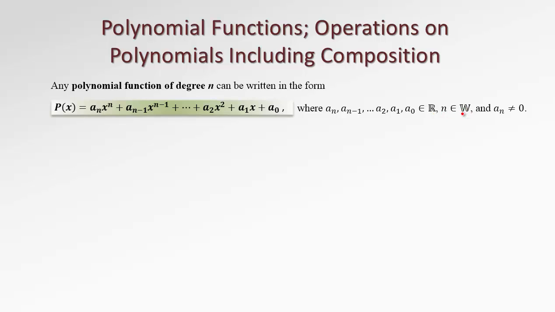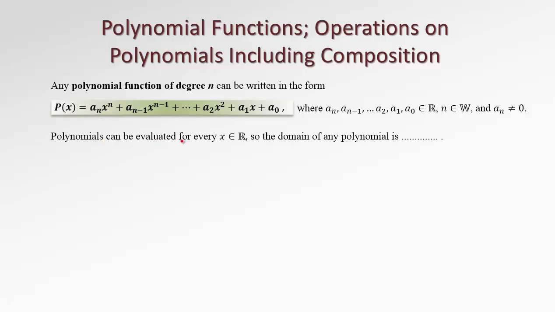That includes the situation when n is 0, which would indicate the 0-degree polynomials. That means just constant ones. Also, we require that a_n is different than 0. Why? Well, to make sure that we actually deal with the nth-degree polynomial, otherwise this term would disappear.